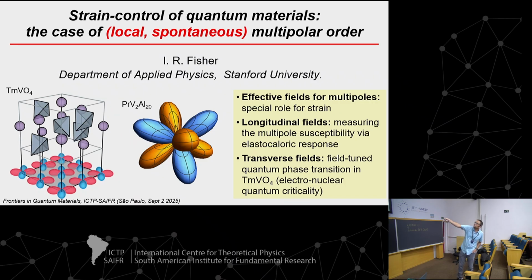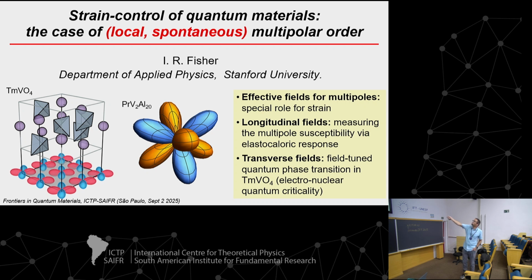In the case of praseodymium vanadium aluminum, this is a more complex structure. It's a cubic structure. There's no point in me drawing it. It's just a complicated structure. But the praseodymium ion, the multipole that we're talking about here, is a magnetic octupole.